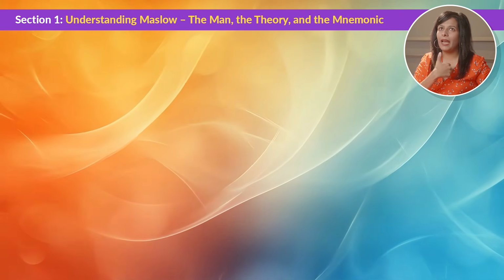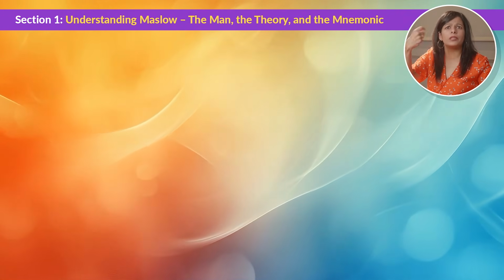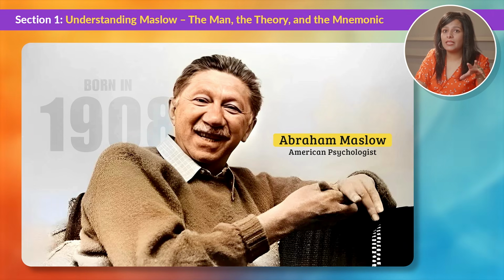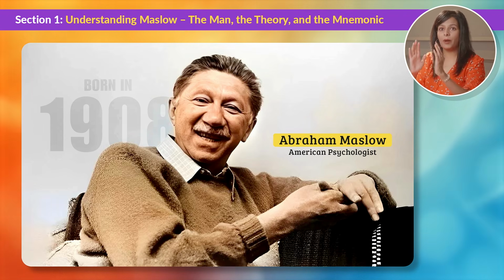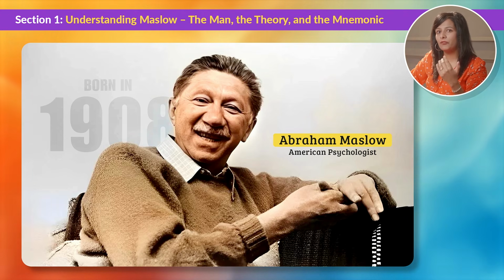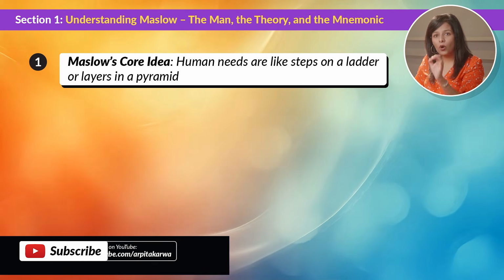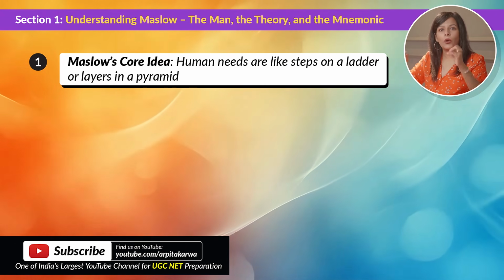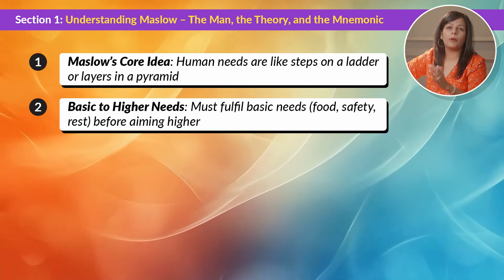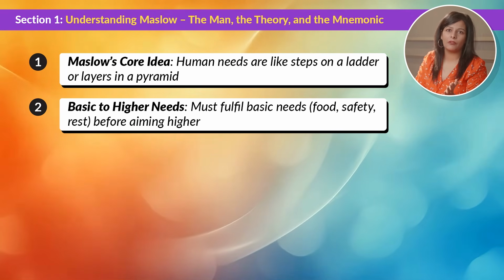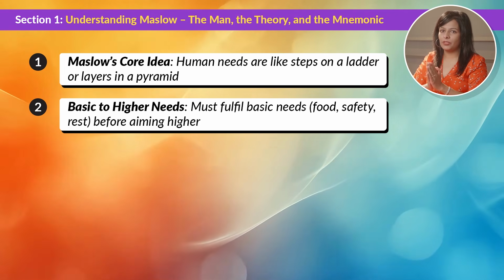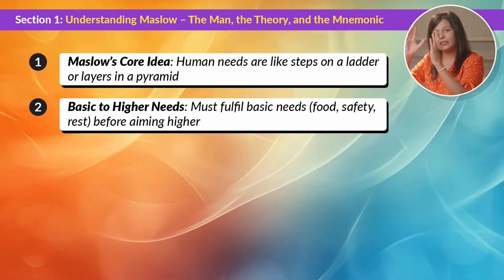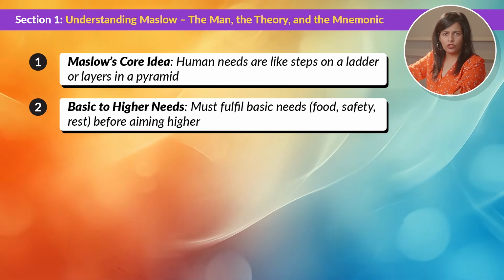Now, before we climb the pyramid of human motivation, let's first meet the man behind it. Abraham Maslow was an American psychologist born in 1908 who gave us one of the most powerful ideas in psychology, the hierarchy of human needs. Maslow believed that all human beings are driven by different kinds of needs, and these needs are arranged like steps in a ladder or layers in a pyramid. According to Maslow, we must satisfy our basic needs first, like food, safety, and rest, before we can aim for higher things like success, creativity, or finding meaning in life. His theory went on to become one of the most famous psychological models in the world.